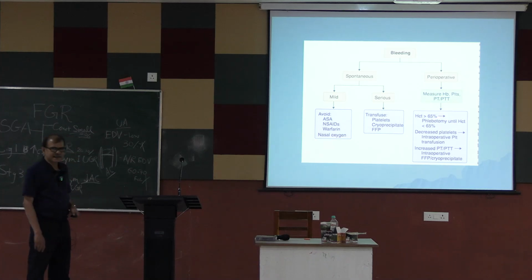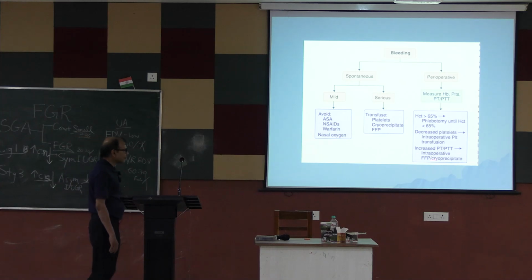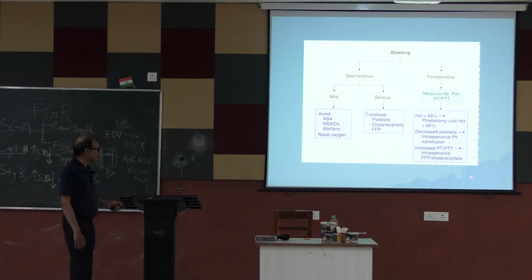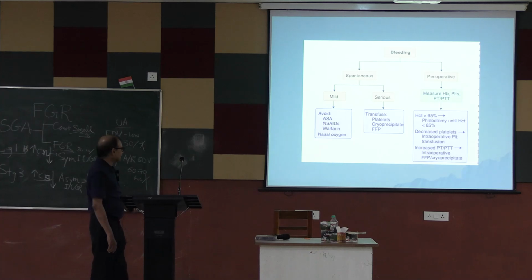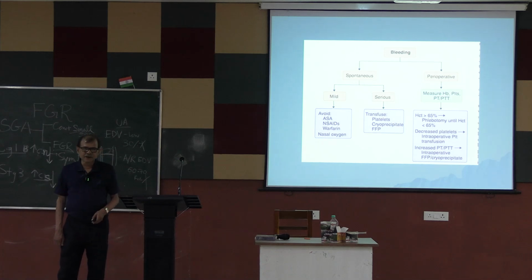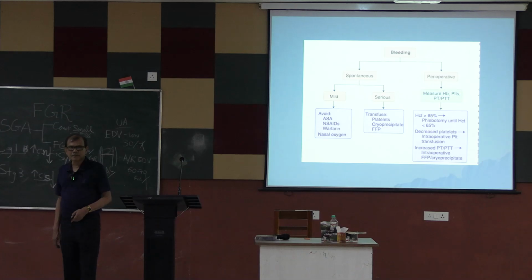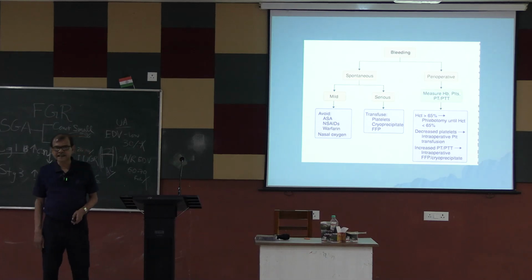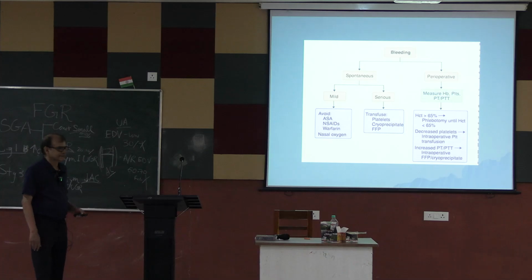Hematocrit more than 65%, managed accordingly. Decreased platelet: intraoperative platelet transfusion. Decreased platelet and increased partial thromboplastin time or prothrombin time: intraoperative fresh frozen plasma, because cyanosis may impair certain coagulation factor formation in the liver as well as produce both a qualitative and quantitative defect in the platelets.